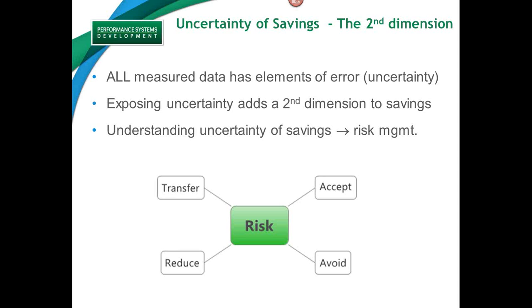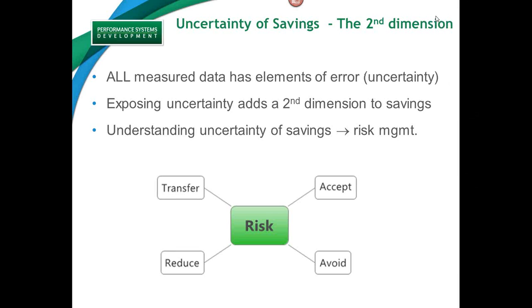What happens when you actually install the measure? Well, like any real-world endeavor, there's always uncertainty. All measured data will have elements of uncertainty associated with it. And frankly, as we begin to use the principles of M&V to expose this uncertainty, we add this second very important dimension to our predictions of, say, a very low level of risk. Since it has a low level of risk, we might just simply accept it.